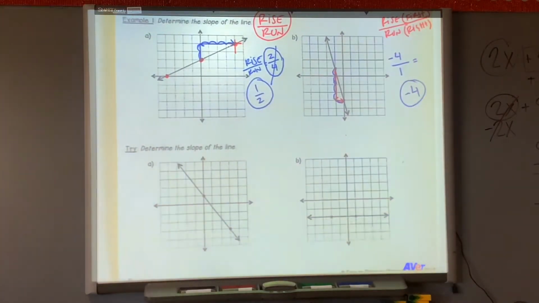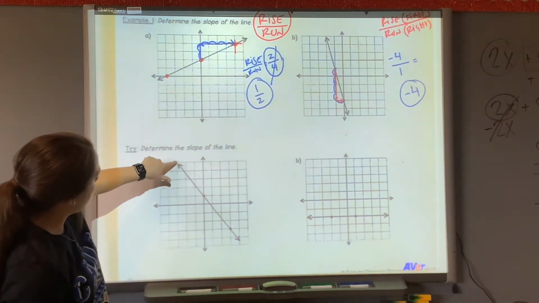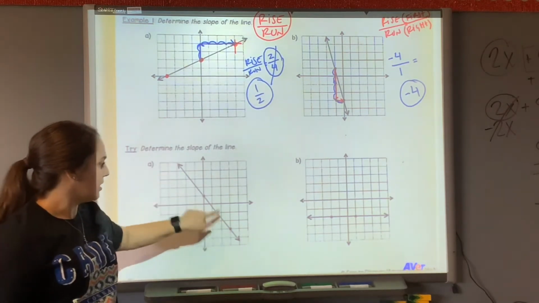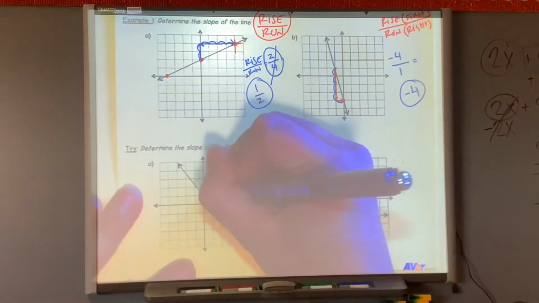So determining the slope of these lines down here, if this line were to have continued, there would have been another dot right about here. But just so you know, they gave us some dots for us. That was really nice of them. We don't have to find the dots. So let's try our rise and run.